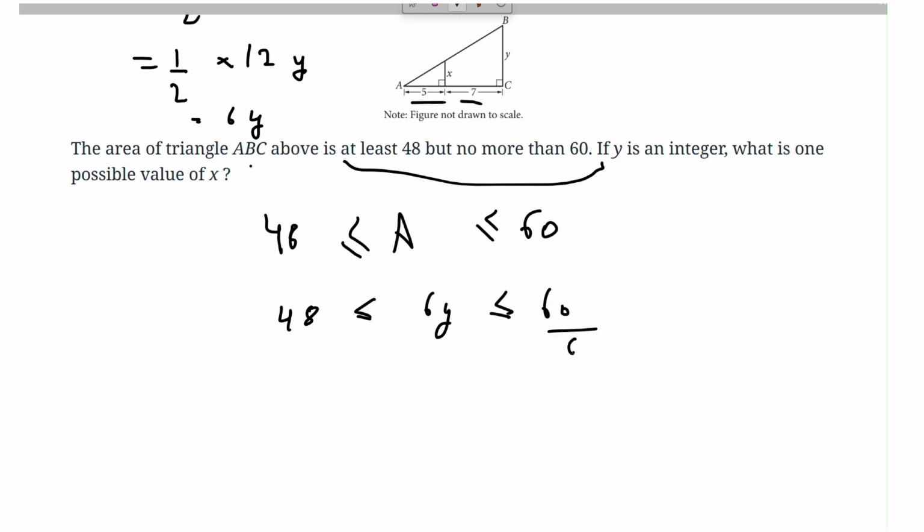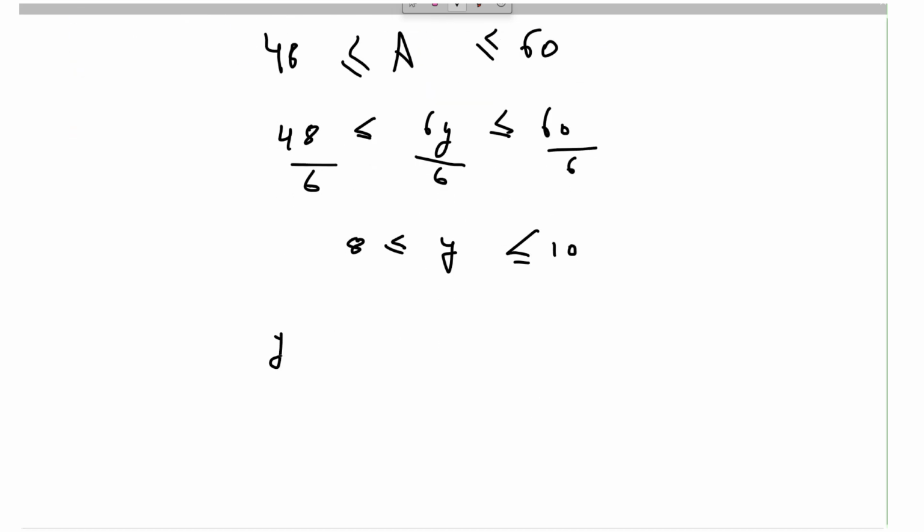Let's divide by 6 on every side of this inequality. We get 8 is less than or equal to y, which is less than or equal to 10. So the possible value of y can be 8, 9 and 10.